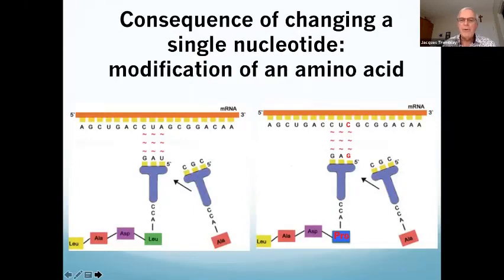Here we have an example of a mutation where we had, for example, on the left side, a sequence which is CUA. This is a sequence in the messenger RNA coding for a leucine. And on the right side, we have changed only one nucleotide. And instead of incorporating in a protein a leucine, we are now incorporating in this protein a proline. It may be that this change would change the conformation of the protein, change the function of that protein, and this may lead to a hereditary disease.